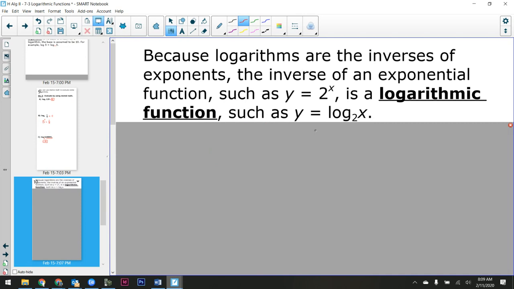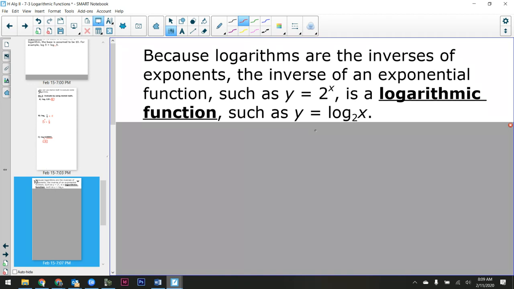Now, on your homework tonight, it's going to say to perform it using mental math, but you have a calculator you can fall back on if you need to. Now, because logarithms are the inverses of exponents, the inverse of an exponential function such as y is equal to 2 to the x is a logarithmic function, such as y is equal to log base 2 of x.